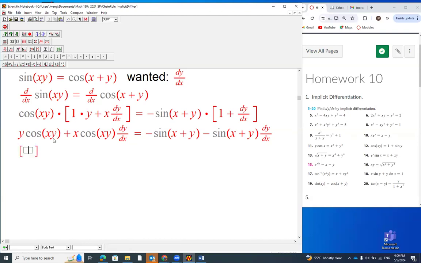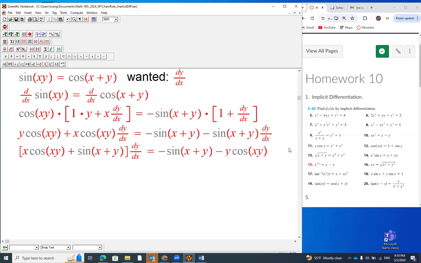On the left-hand side, we're going to have the dy/dx factored out. So x times cosine xy, adding sine of x plus y. That's the left-hand side in the bracket. Right-hand side, subtracting that on both sides. And that was on the right-hand side, so we keep it that way.